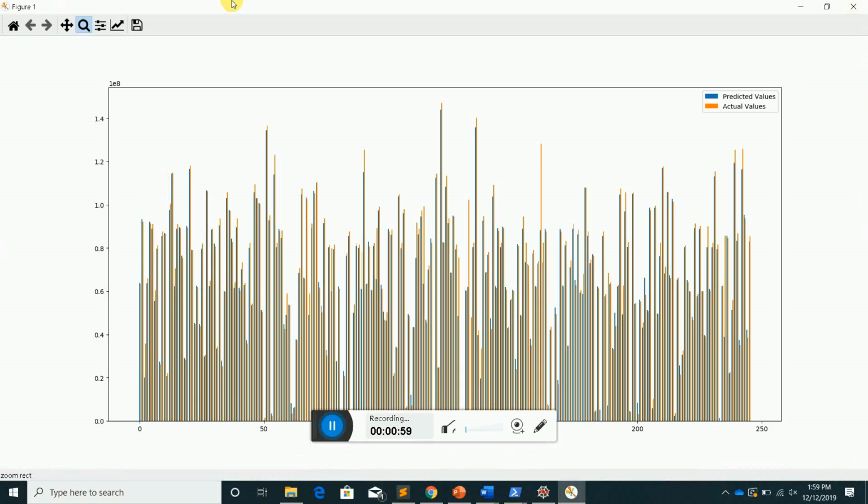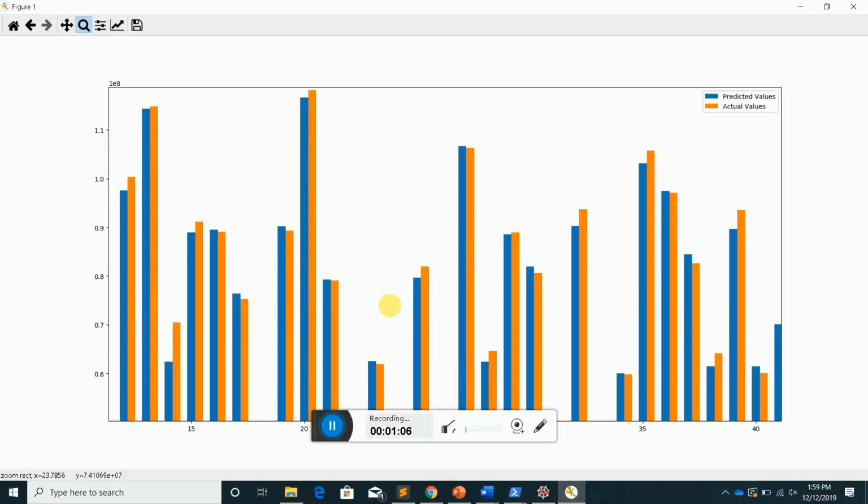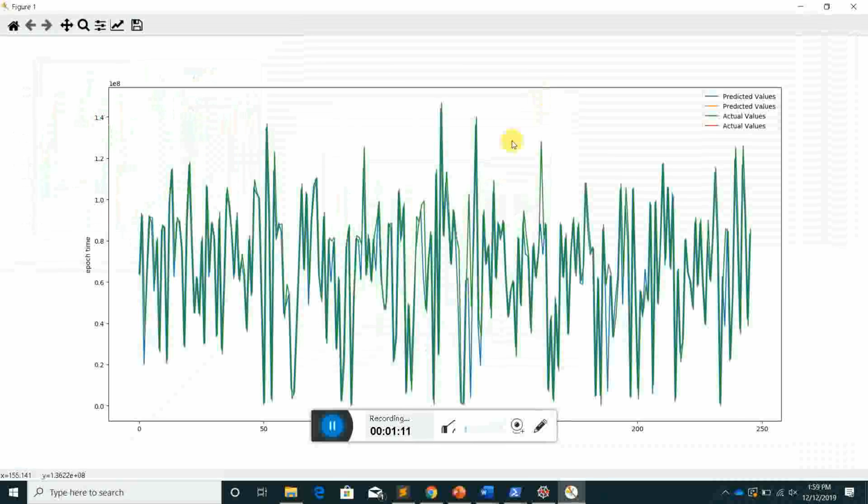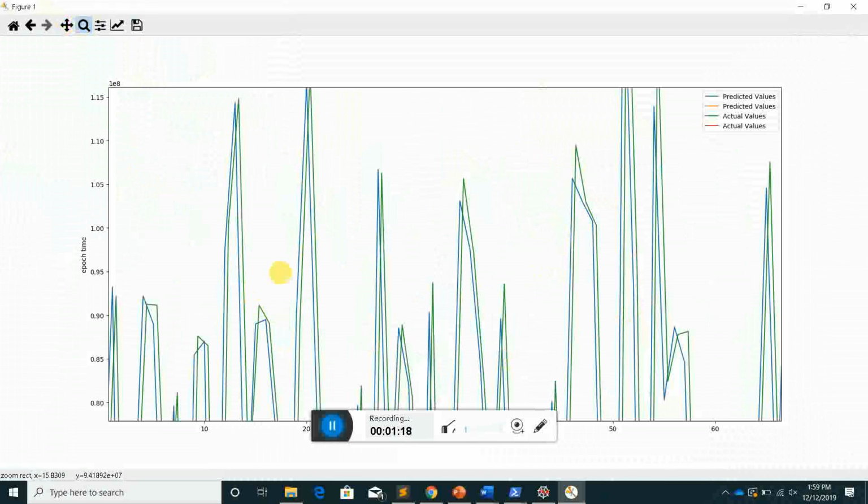Next, we can see that a bar graph plot is used to show the predicted values and actual values to analyze whether our model has predicted accurately or not. Considering this area, we can see that most of the predictions were approximately correct. Finally, we have a line plot also to analyze the predicted and actual values. You can see that the model emulates the user behavior well.